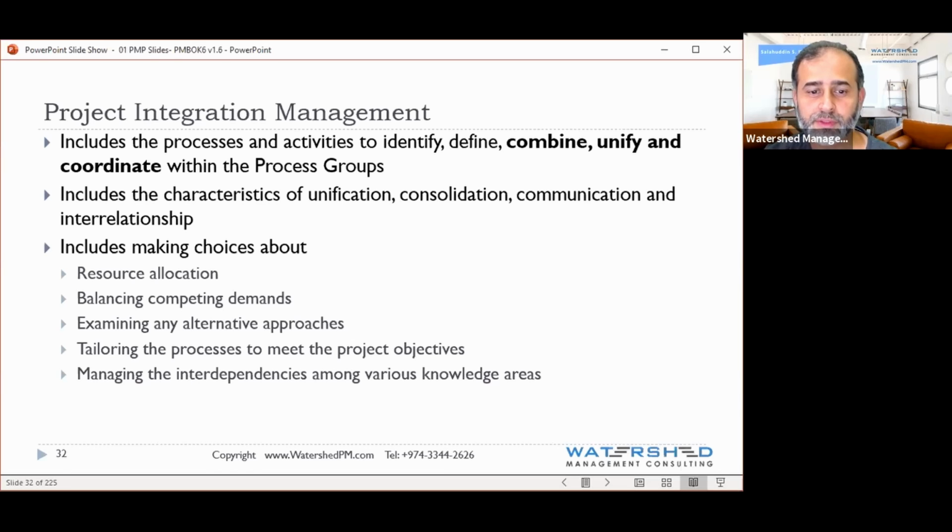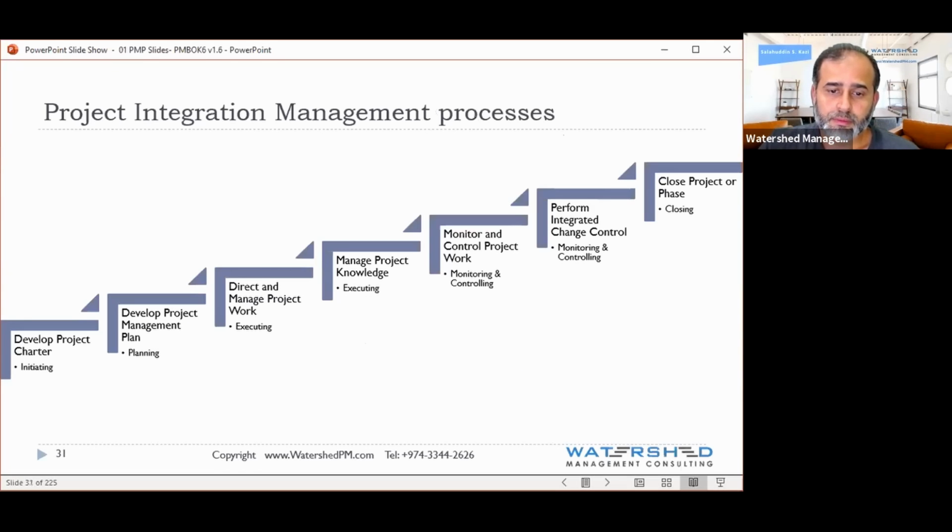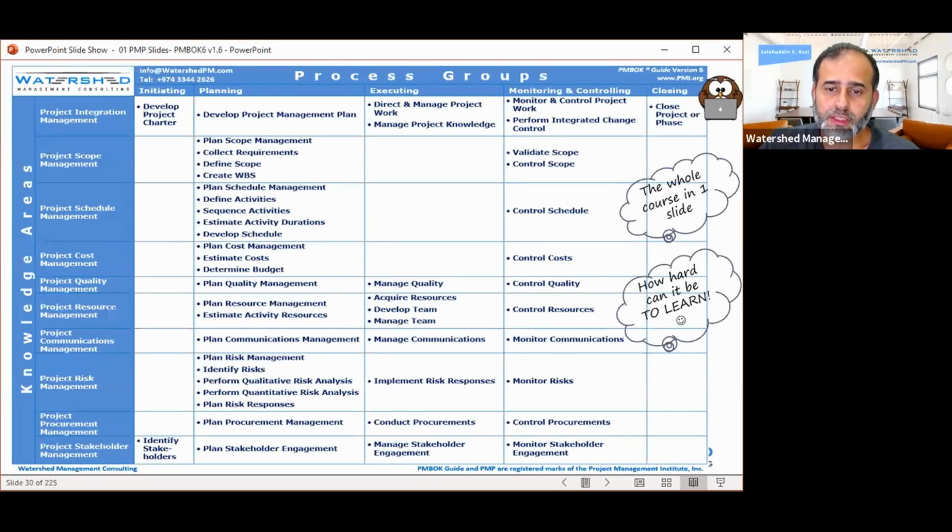So, coordination between what? Processes. You have so many processes, right? So when you do the coordination, what are you coordinating between? Process groups. Let's say you're planning. Planning means you will do all these processes, correct? Do you have processes from different knowledge areas? Yes. Now, for example, if your scope is changing, scope is this knowledge area.